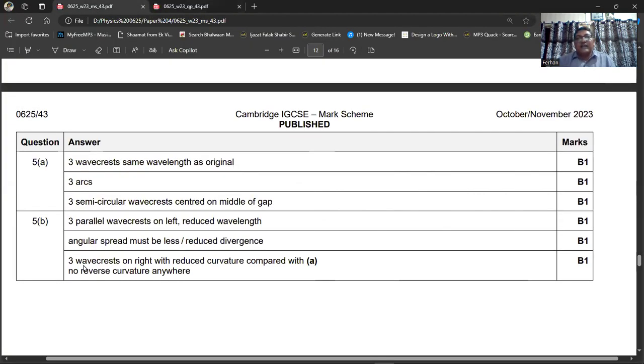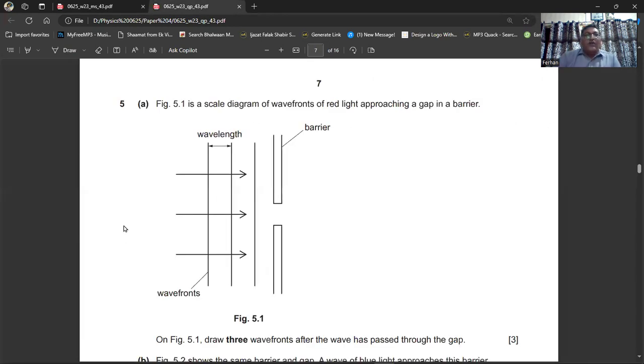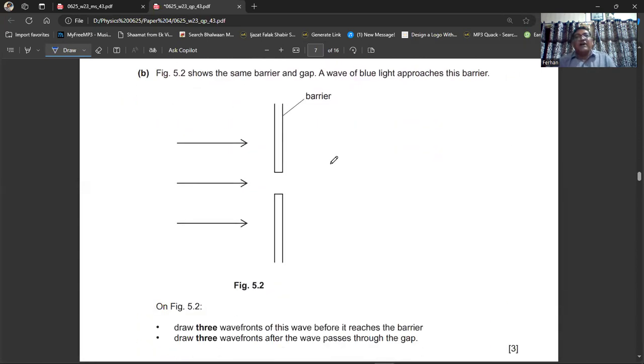Here is the marking scheme of this, so you can look at 5A. Now, this was red light. Remember, this word is very important. It said this is red light. Then in part B, it says, figure 5.2 shows the same barrier and gap. A wave of blue light approaches this barrier.